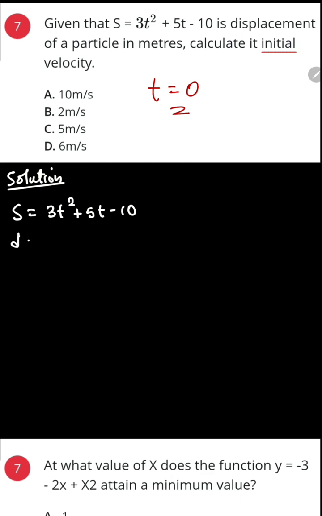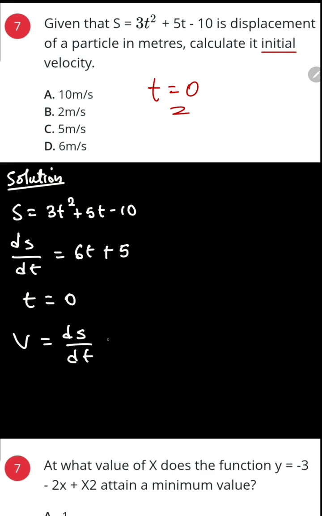Therefore, I'm going to find the ds by dt of this, which is the velocity. Remember, I mentioned it earlier on. So this is going to be 6t plus 5. Very important. Then remember, from what I said, we know that t equals 0. So the velocity, ds by dt, will be equal to 6 into 0, plus 5. So the answer is 5, and it's going to be meters per second because it is velocity. So my answer is 5 meters per second. Take note of that. So let's move to the next question.